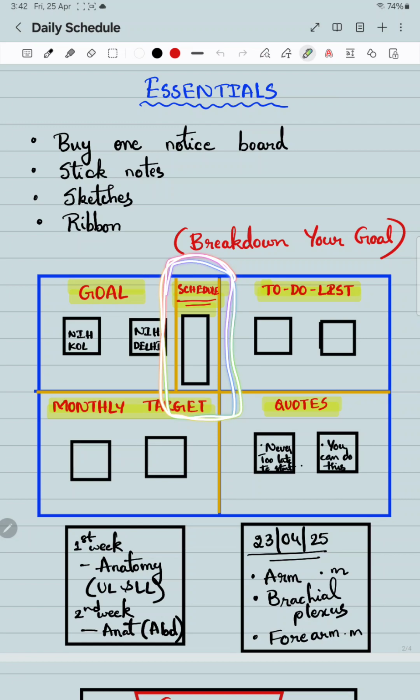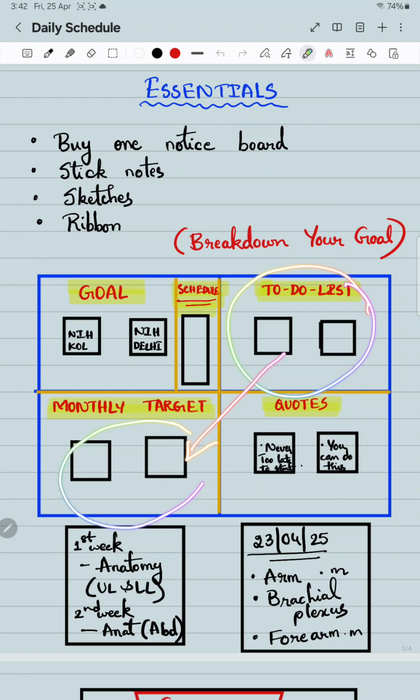This is what we are going to discuss today: what kind of schedule you have to maintain to finish your to-do list, which will ultimately finish your monthly target, which ultimately leads to achieving your goal.